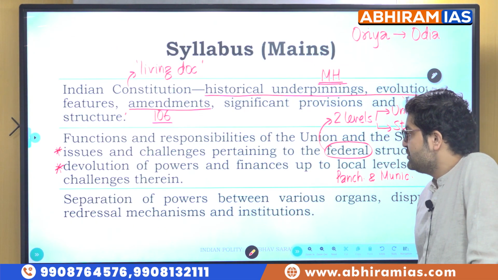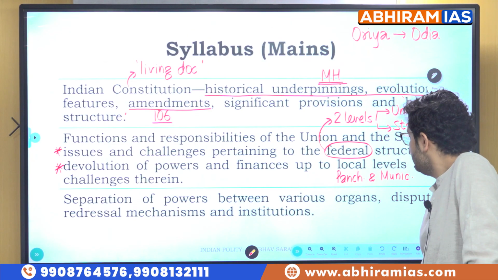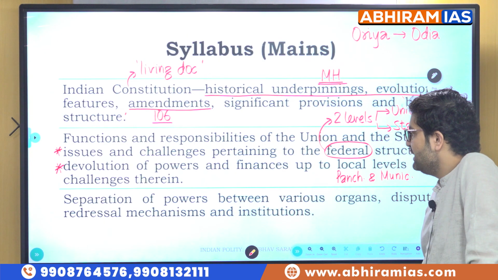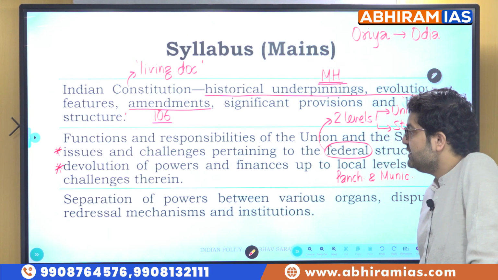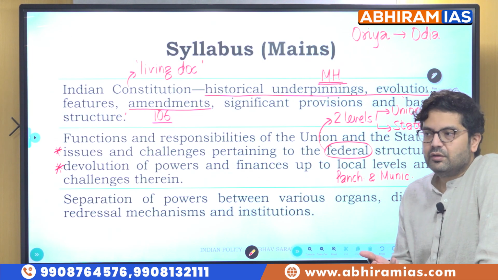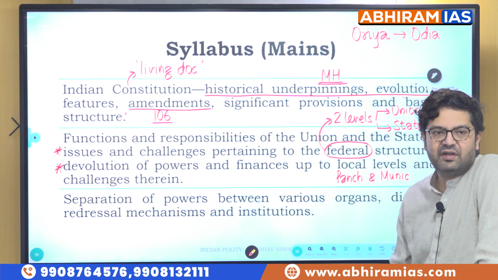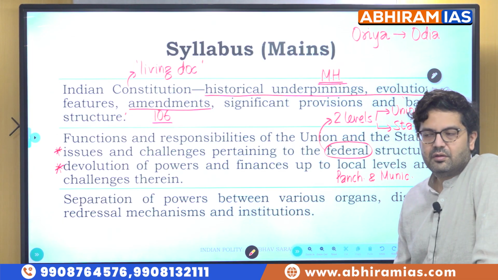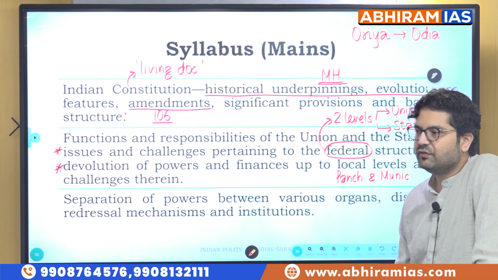Then separation of powers between various organs, disputes redressal mechanism and institutions. Separation of powers between various organs. So we have three organs of the state. Yes. What are the three organs of state?